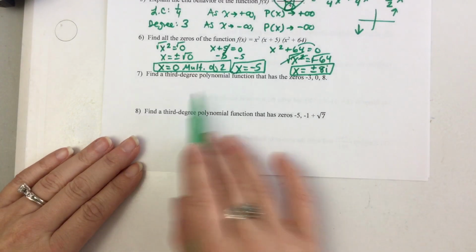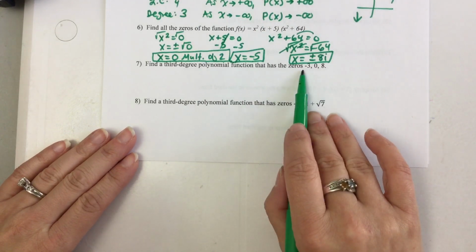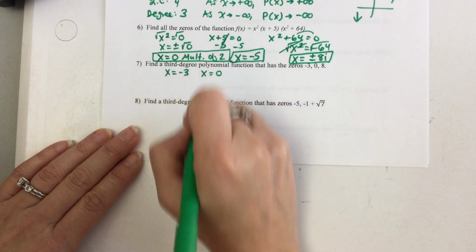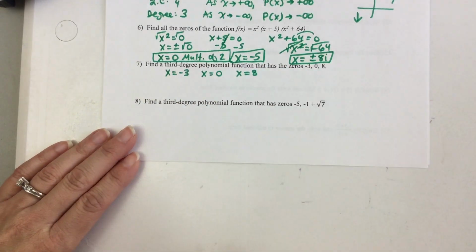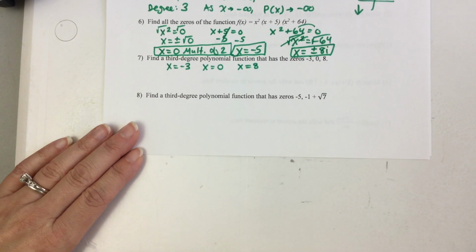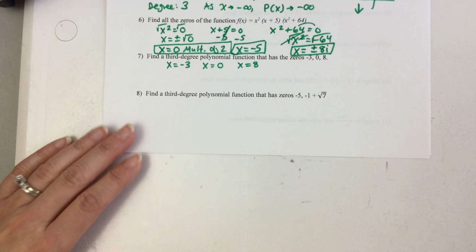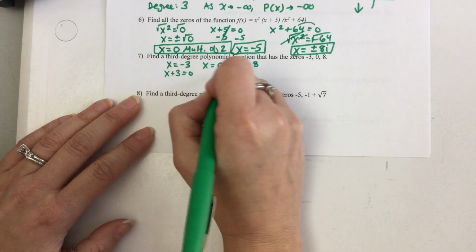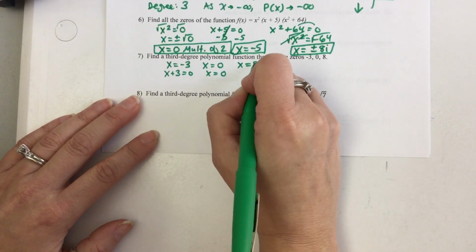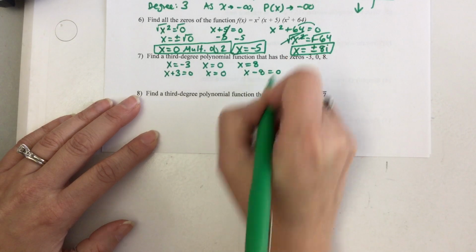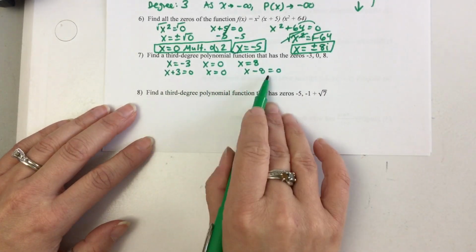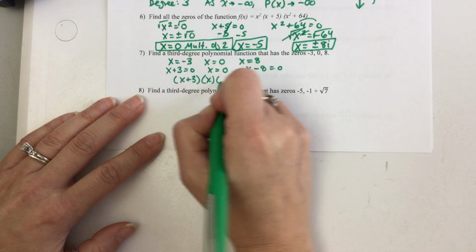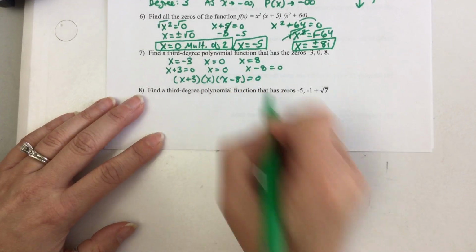Okay, find a third degree polynomial function that has zeros x equals negative 3, x equals 0, and x equals 8. Now what I want to do is work backwards. So I want all of these so they're equal to 0. If I add 3, x plus 3 equals 0. X equals 0 already, minus 8. X minus 8 equals 0. Whatever's on the non-zero side, I can write it in factored form. So x plus 3, x minus 8 equals 0.